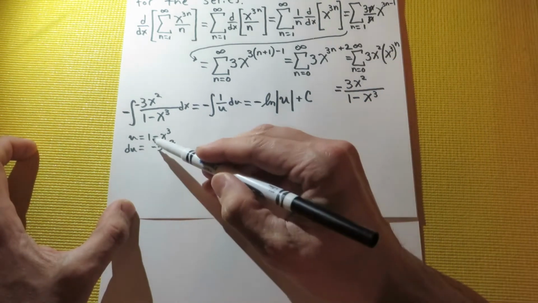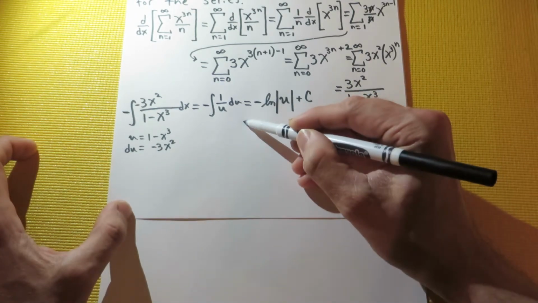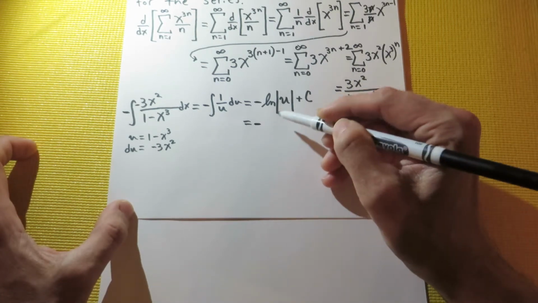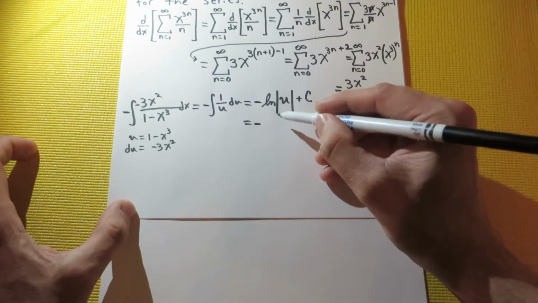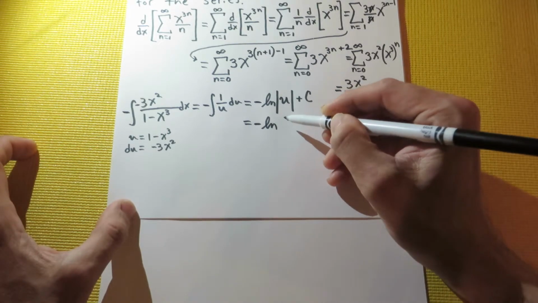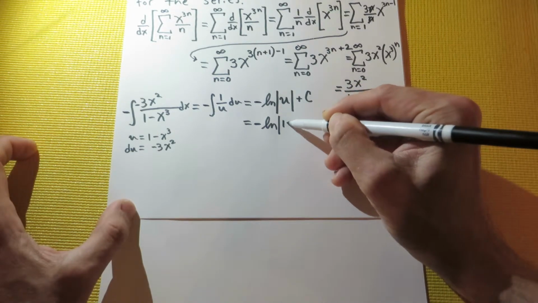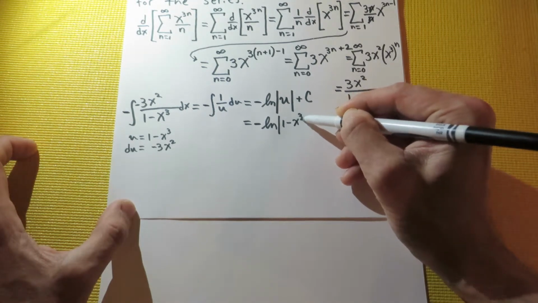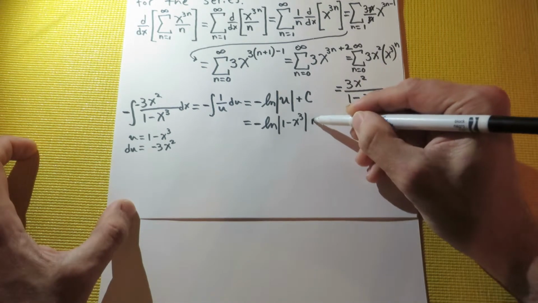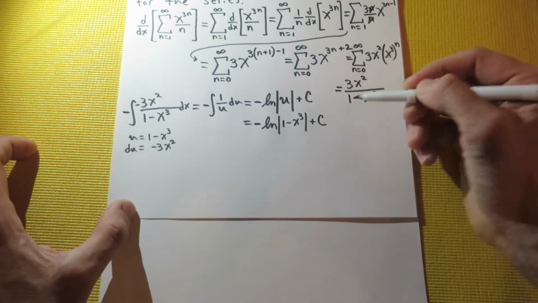And remember that u just equaled 1 minus x cubed. So we'll substitute u back for 1 minus x cubed, the absolute value of 1 minus x cubed, all of that plus some constant c here.